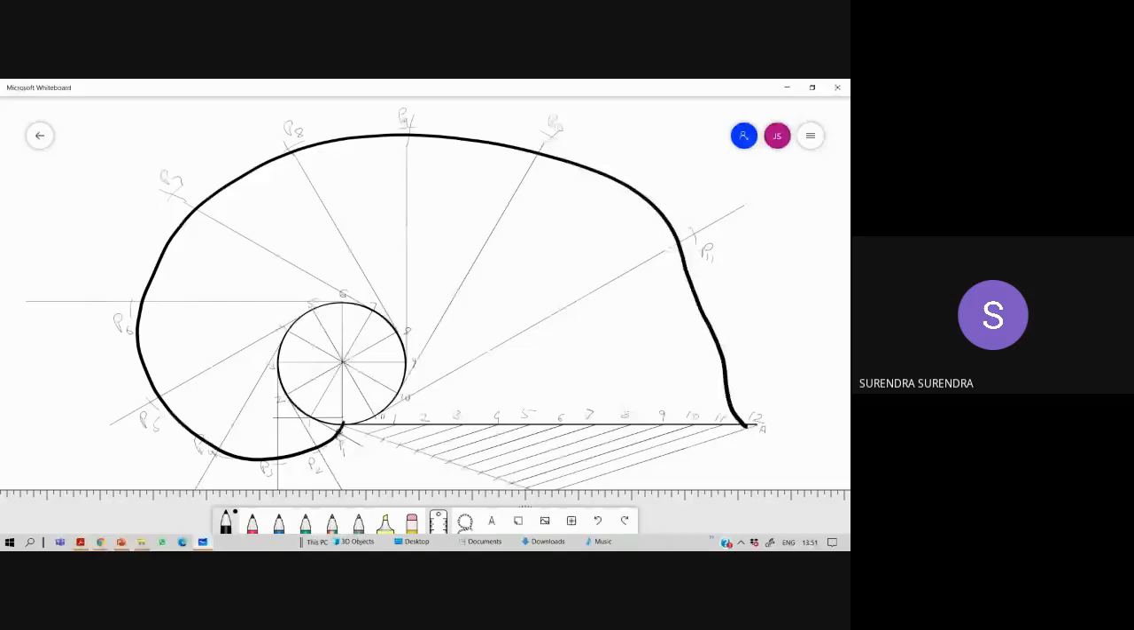Up to E. So this is the way of, actually compared to the cycloids or conics, drawing the involutes is simple. Why? Because only 3 steps. Drawing a circle and a straight line equal to circumference, dividing both of them into 12 parts. This is the first step.